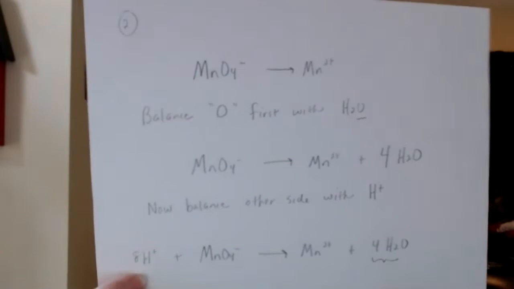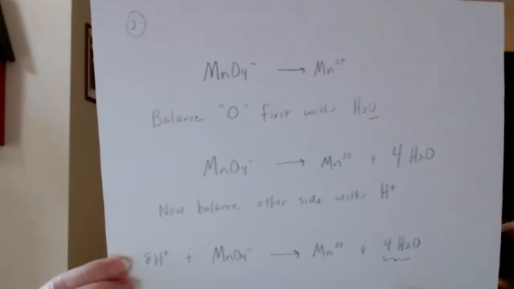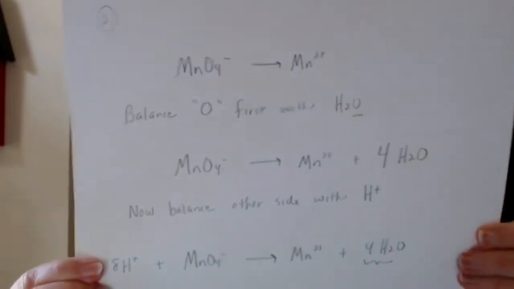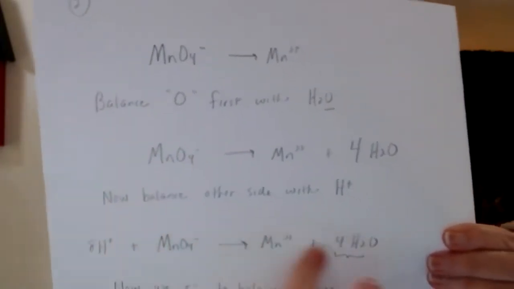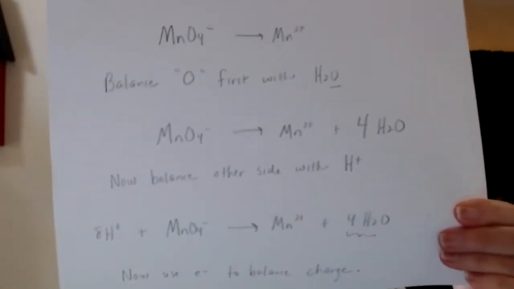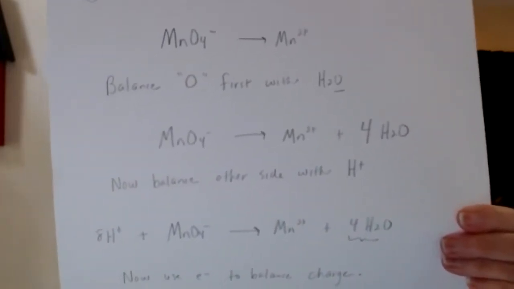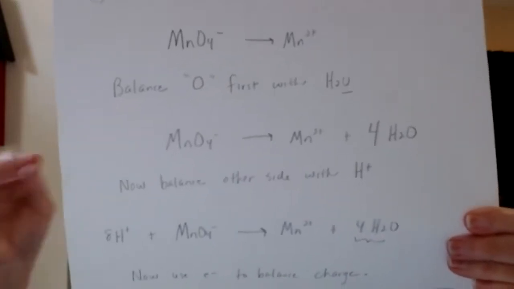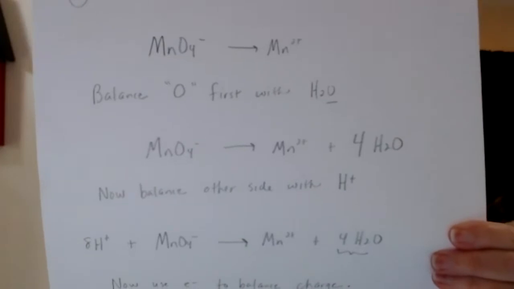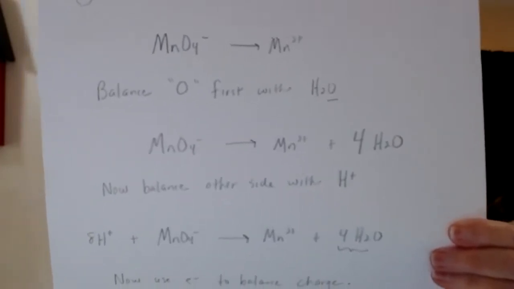Meaning hydrogen plus. The last thing is you got to look at your charges. My charges here don't balance. This side does not equal this side. So you're allowed to use your electrons in this, it's called half reaction method or ion electron method. You're allowed to use your electrons to help you balance charge.